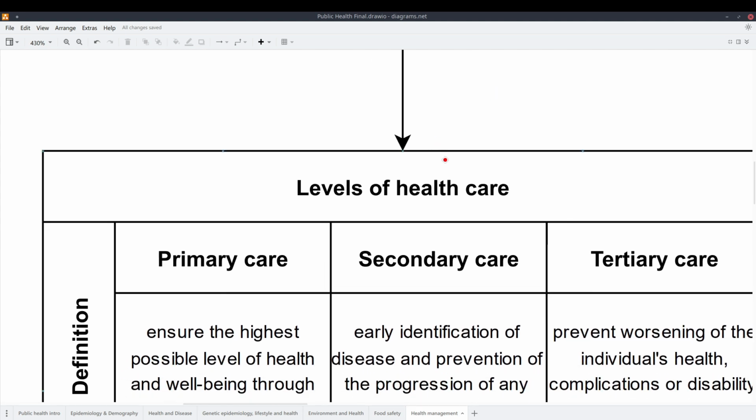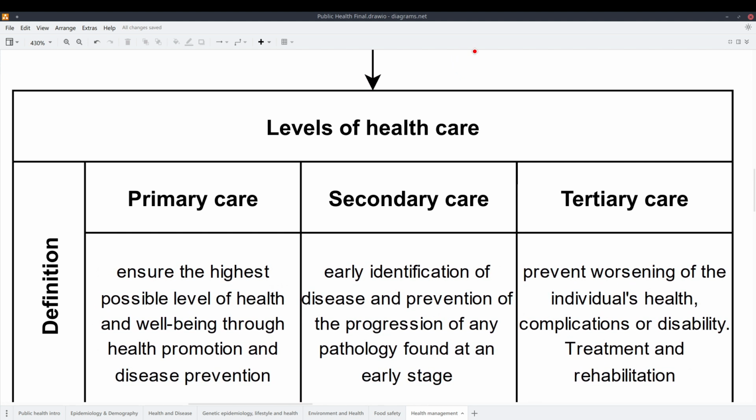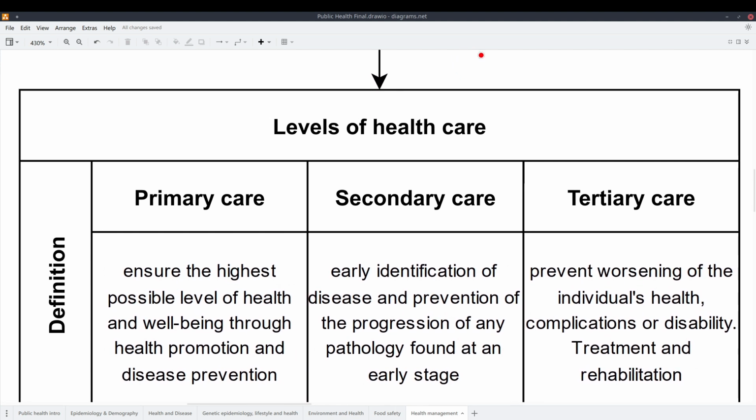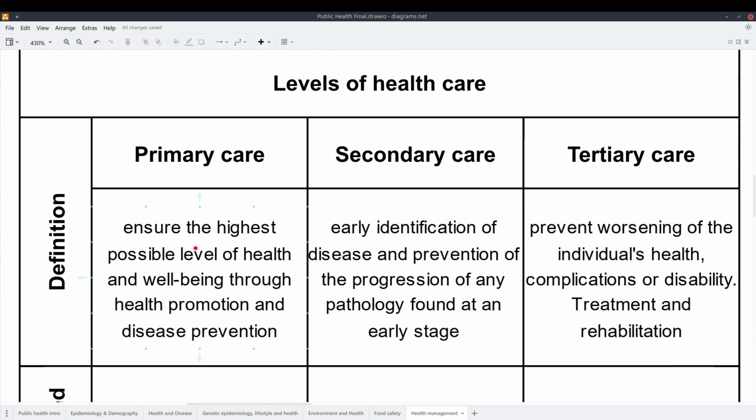We start with the levels of healthcare. You have to know that there are three levels of healthcare. The primary care ensures the highest possible level of health and well-being through health promotion and disease prevention. So prevention here. The secondary care, which is early identification of disease and prevention of the progression of any pathology found at an early stage. And then tertiary care, which is to prevent worsening of the individual's health, complications or disability. This is like treatment and rehabilitation.